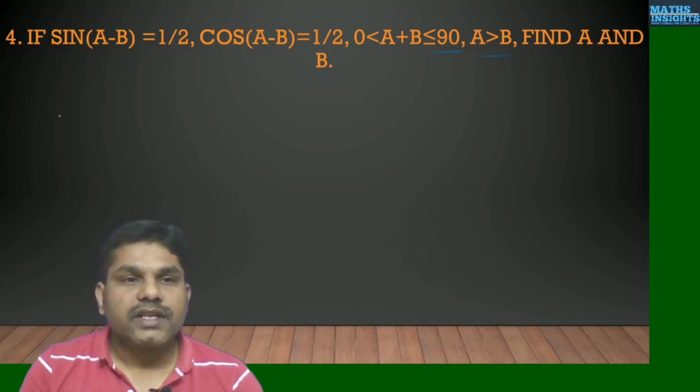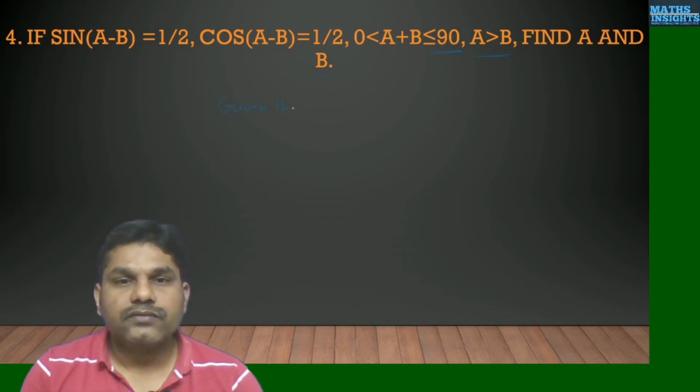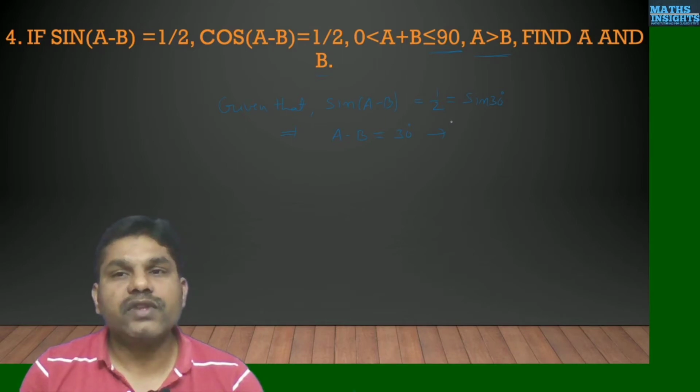See, if you take this one, given that, this is a very important problem, sin a minus b is equals to 1 by 2. You have to remember for which angle of sine you will get 1 by 2. It is very clear, sin 30. For sin 30 you will get 1 by 2. So if you cancel sine on both sides, therefore a minus b will become 30 degrees. Okay, you know the difference of a and b, and they have clearly given that a is greater than b.